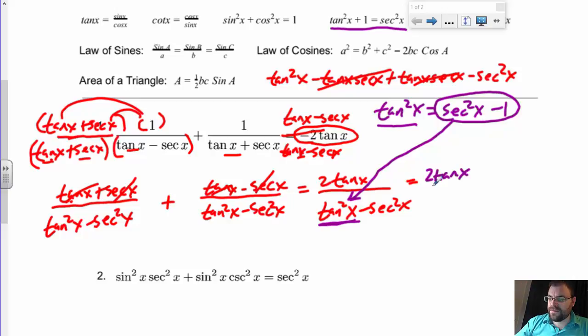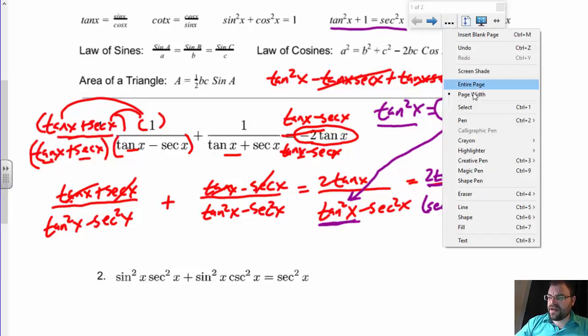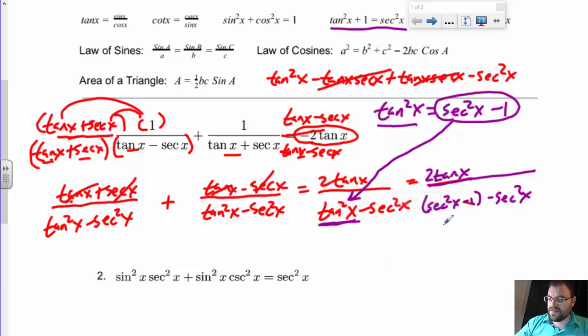So I have 2 tangent x now, and here on the bottom, I'm going to have a secant squared x minus 1. And then I want to subtract the secant squared x after that. What's going to happen now, finally, if I change the color again, is that I have a secant squared x and a negative secant squared x. They're going to cancel out. What I have left on bottom is negative 1. So I got a 2 tangent x divided by negative 1, which is negative 2 tangent x.